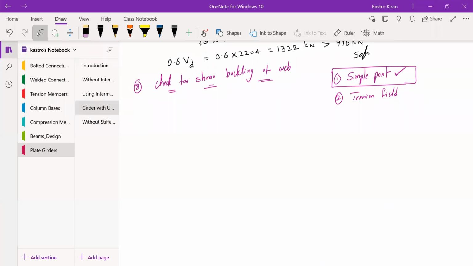In order to find out the shear buckling capacity of web, we have two methods. The first method is the simple post critical method, and the second method is the tension field coefficient method. Since in the question they haven't specified which method you have to use, you're going to use the simple post critical method for convenience, because it gives better results and also it is the simplest way of solving. So that's how I am using the simple post critical method.